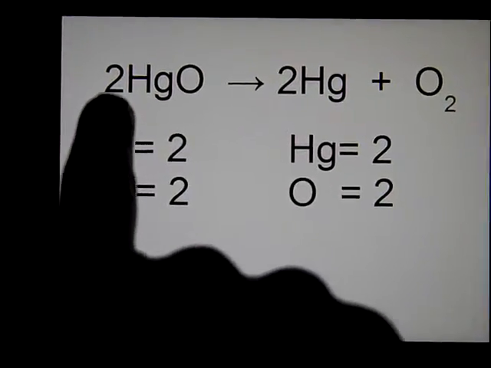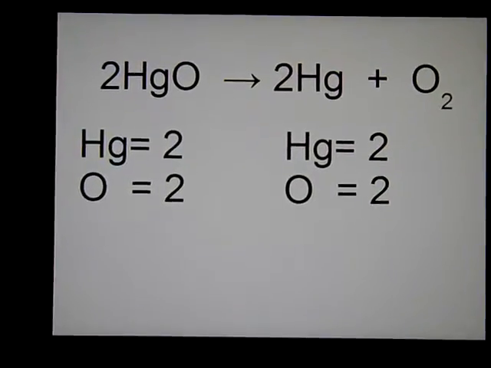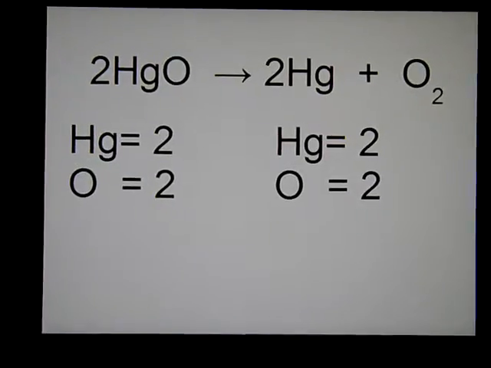And when we do that, both sides are the same. We check our coefficients, make sure we can't reduce. 2, 2, 1. That cannot be reduced. That is a balanced equation.